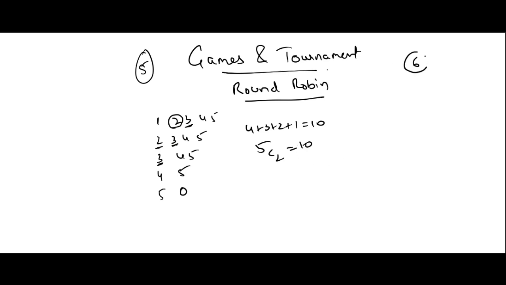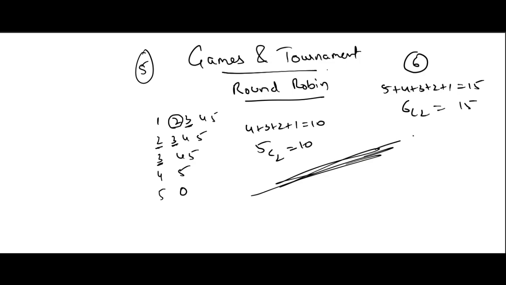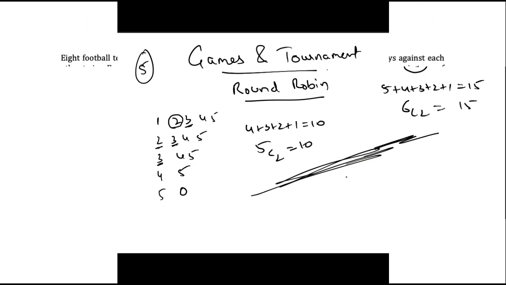Similarly, if we have 6 teams and we have to take out the total number of matches, it will be 1 less, 5 plus 4 plus 3 plus 2 plus 1, that is 15. Or else 6C2, it will also be 15. So to calculate the number of matches, we have 2 approaches.